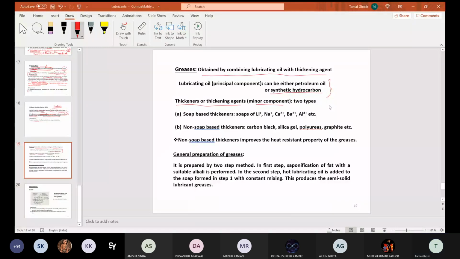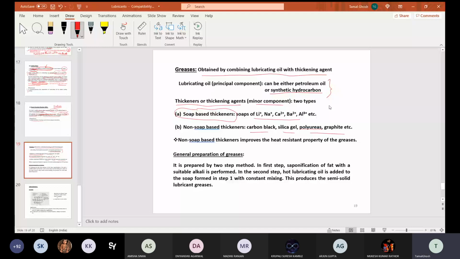This may be of two types: soap based thickeners, that is the soap of lithium, sodium, calcium, barium, or non-soap based thickeners like carbon black, silica gel, polyurea, graphite, etc. Now, this non-soap based thickener is very important.